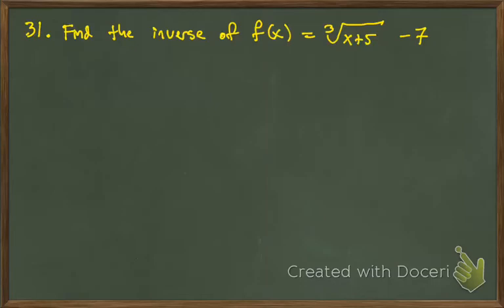Alright, this is part 4 of the college algebra final review key. So we're starting off with problem number 31 and we'll finish up with problem number 40.